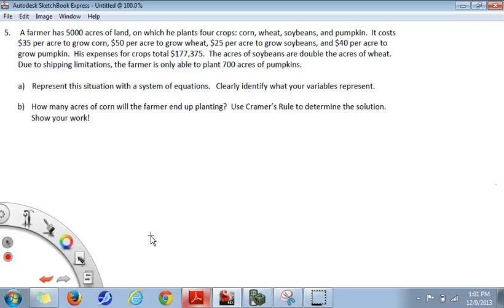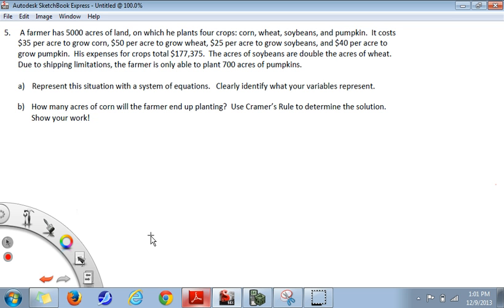Okay, practice test 4, number 5. A farmer has 5,000 acres of land on which he plants 4 crops: corn, wheat, soybeans, and pumpkin. It costs $35 per acre to grow corn, $50 per acre to grow wheat, $25 per acre to grow soybeans, and $40 per acre to grow pumpkin. His expenses for crops total $177,375. The acres of soybeans are double the acres of wheat.